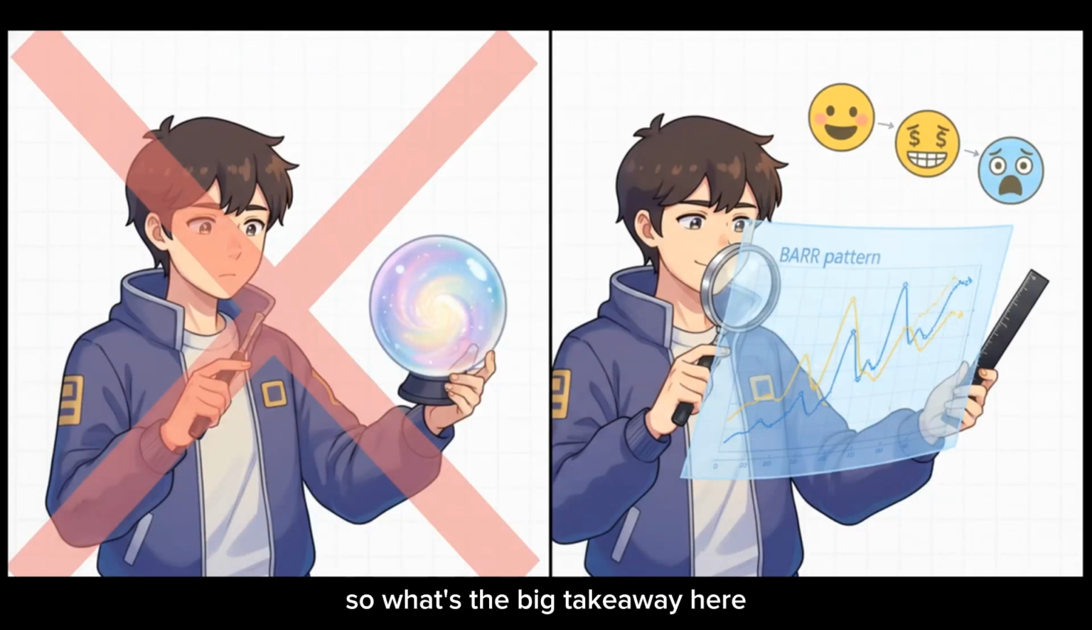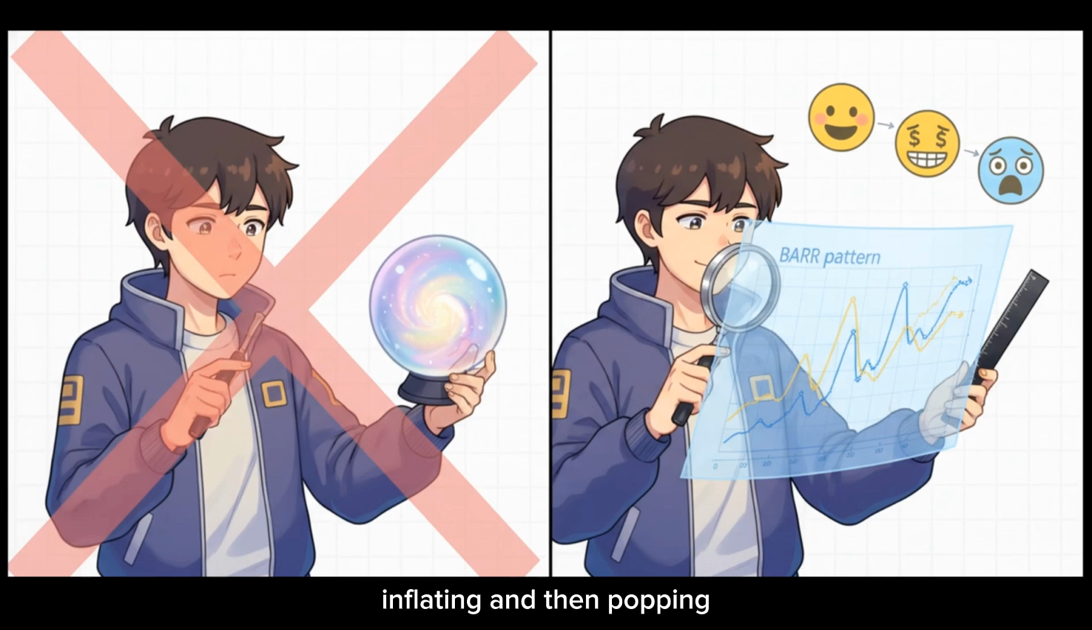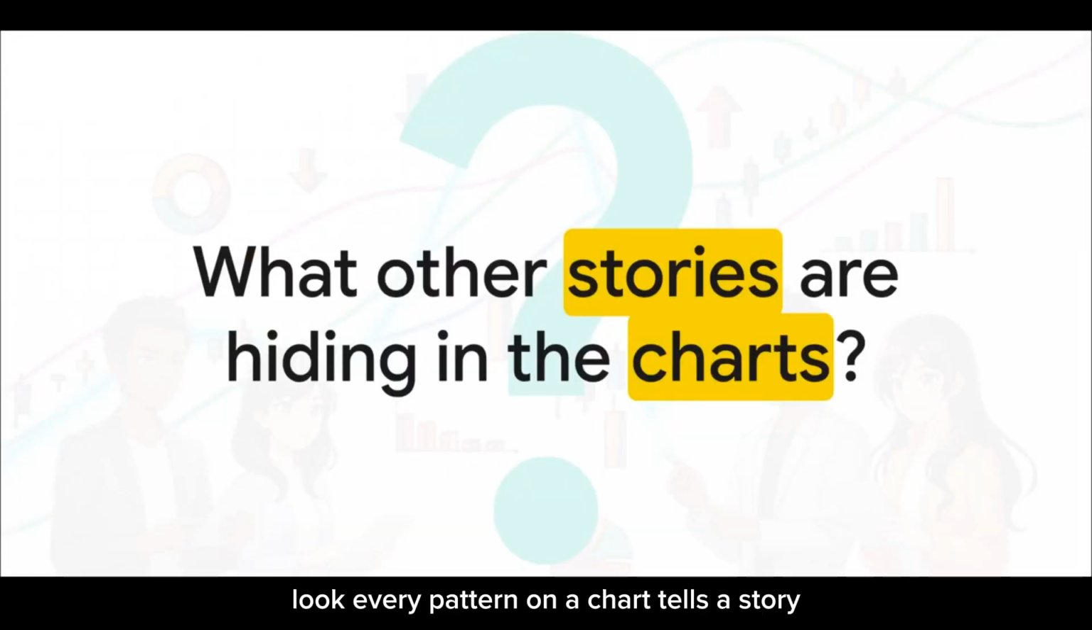So, what's the big takeaway here? The bump and run reversal is not a crystal ball. It's a visual fingerprint of a miniature market bubble inflating and then popping. It's a roadmap of a very predictable human story, the journey from rational enthusiasm to irrational greed, and then finally to panic.